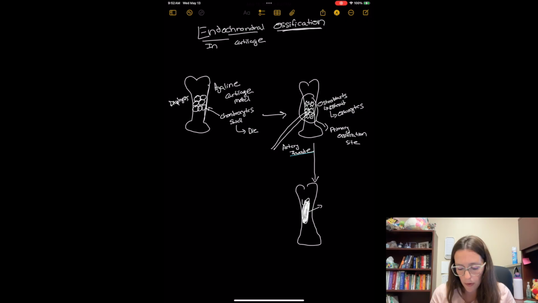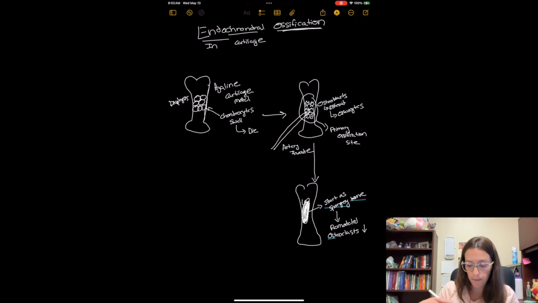It's going to start as spongy bone. And so we're going to take that spongy bone and we're going to remodel it. So it's going to get remodeled by osteoclasts, breaking things down, so taking down some of the trabeculae, and osteoblasts building up those osteons and those concentric lamellae, so that now we have a true compact bone here in the center.